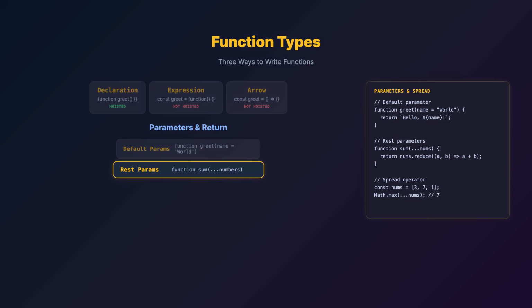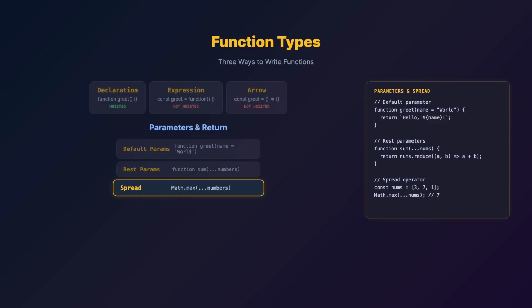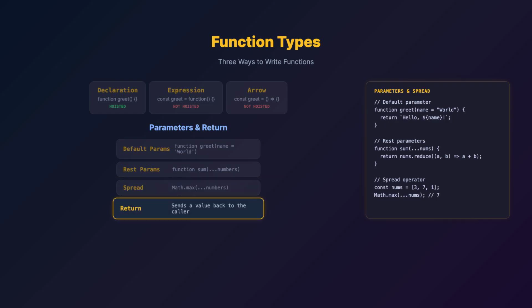Rest parameters collect remaining arguments into an array. Function sum dot dot dot numbers. Numbers becomes an array of all arguments passed. The spread operator does the opposite. It expands an array into individual arguments. Math.max spread numbers spreads the array into separate arguments.